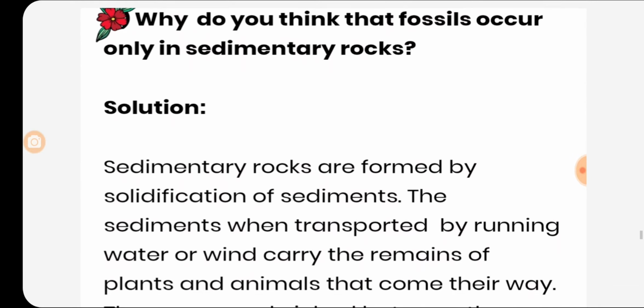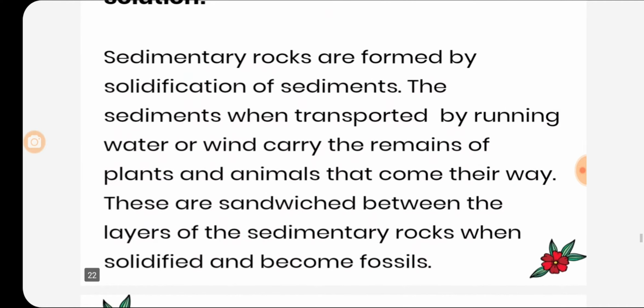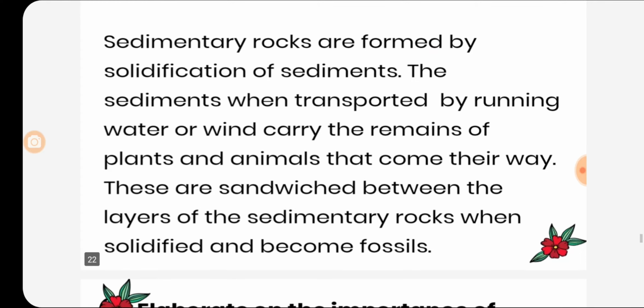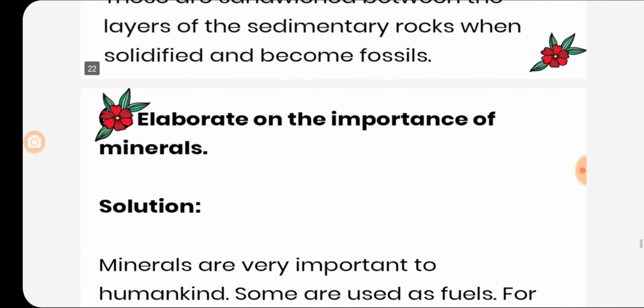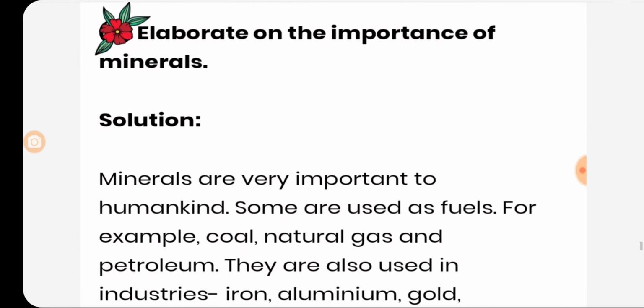Now, why do you think that fossils occur only in sedimentary rocks? So, here is the answer. Sedimentary rocks are formed by solidification of sediments. The sediments, when transported by running water or wind, carry the remains of plants and animals that come their way. These are in between the layers of the sedimentary rocks, and when they solidify they become a fossil. Fossils, as you know, are the dead parts of the plants and animals.